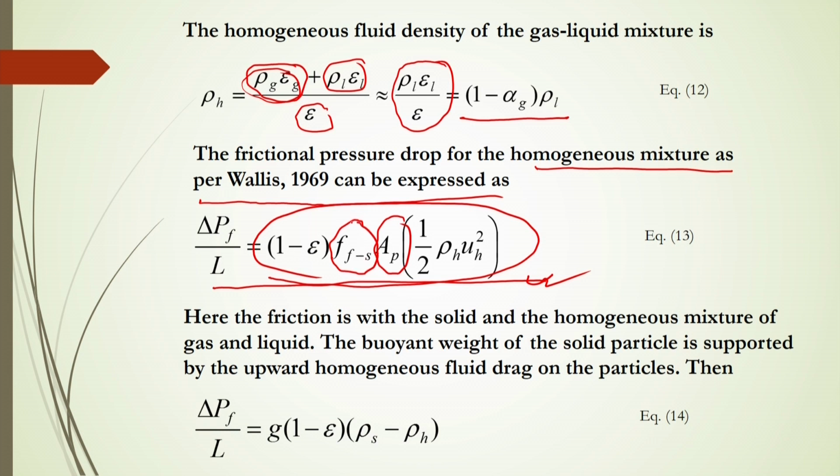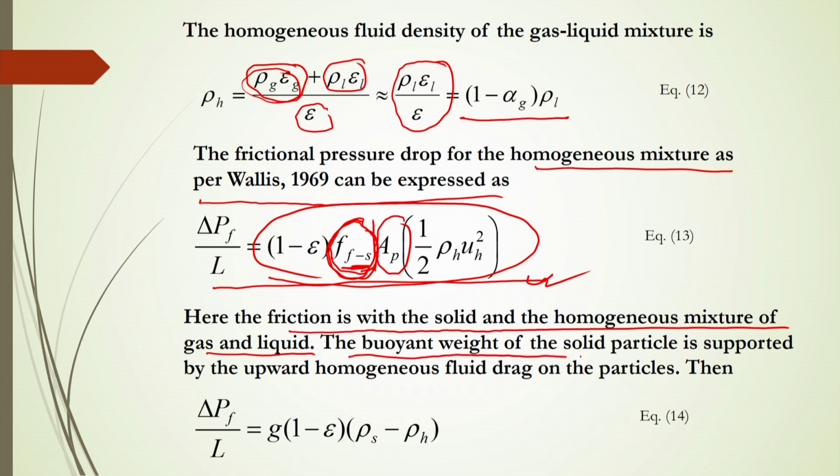A friction factor: this friction factor will be between the particle surface or solid surface and the gas and liquid. So, it will be represented by this FS. FS means fluid and solid surface. Now, this solid surface includes the wall also. So, here the friction is with the solid and the homogeneous mixture of the gas and liquid.